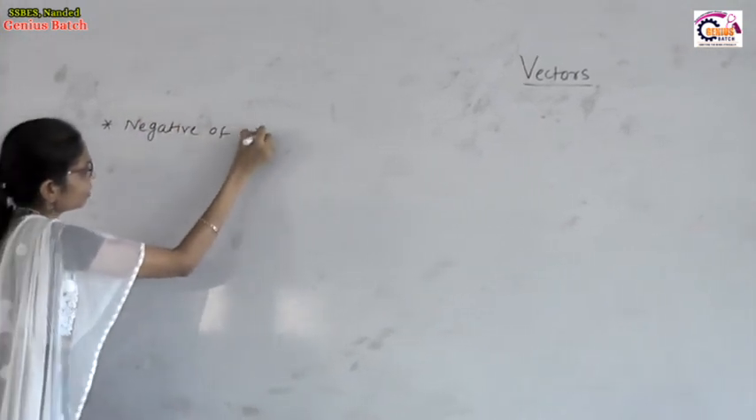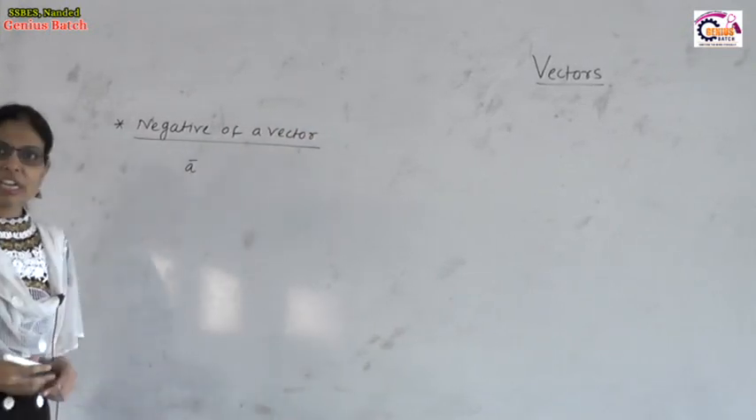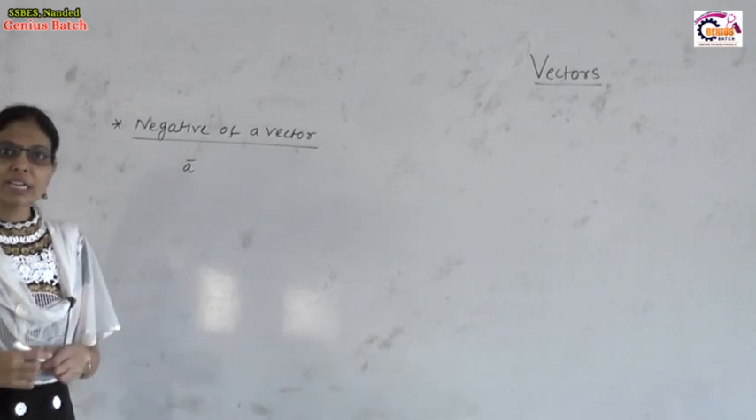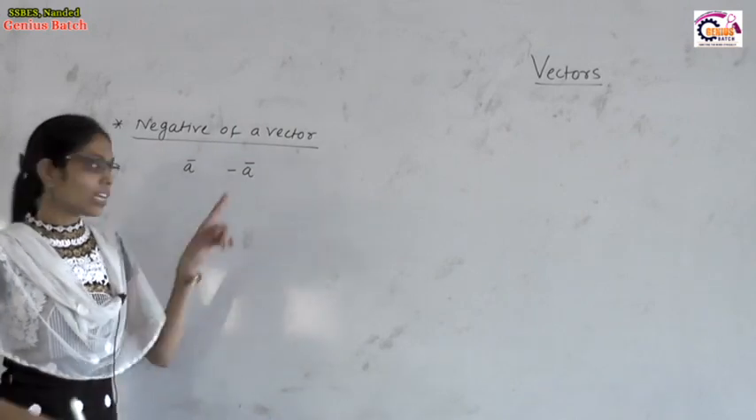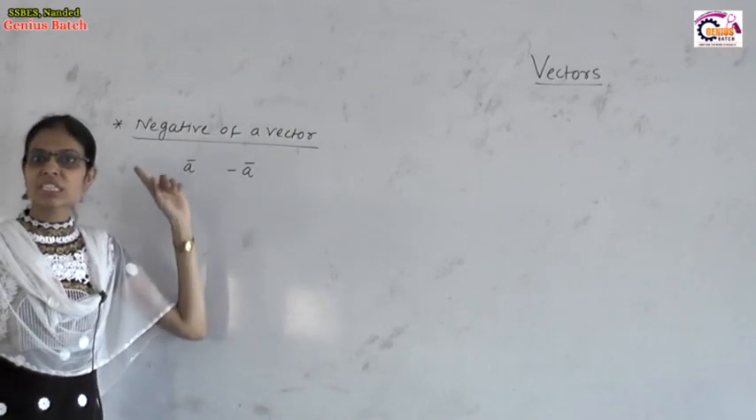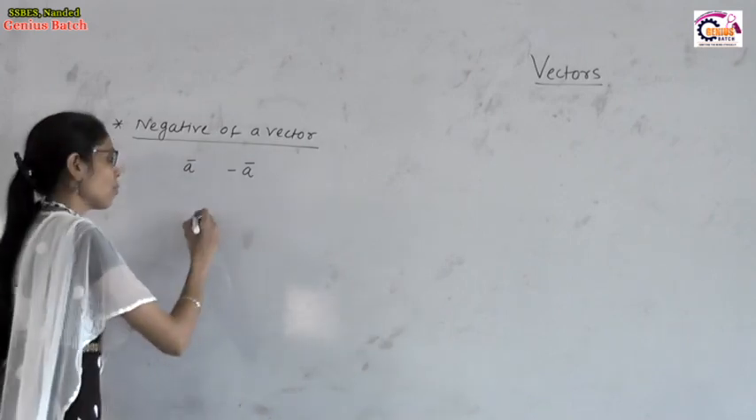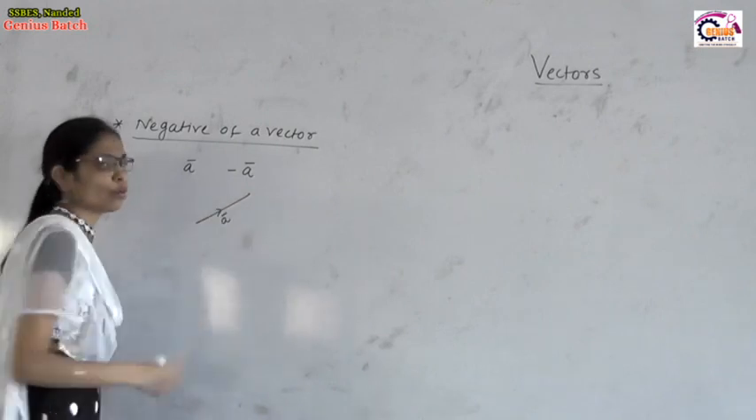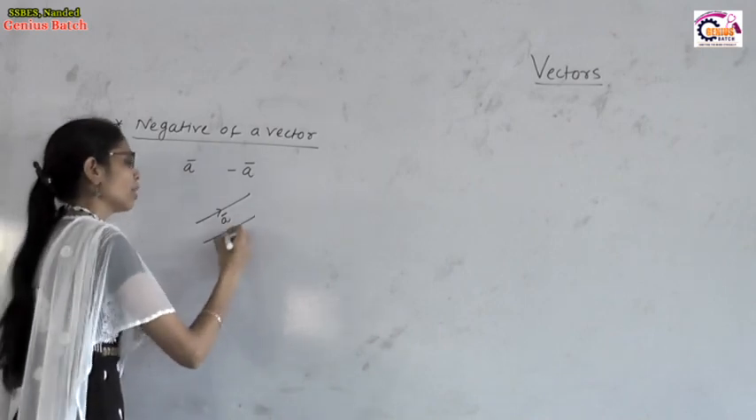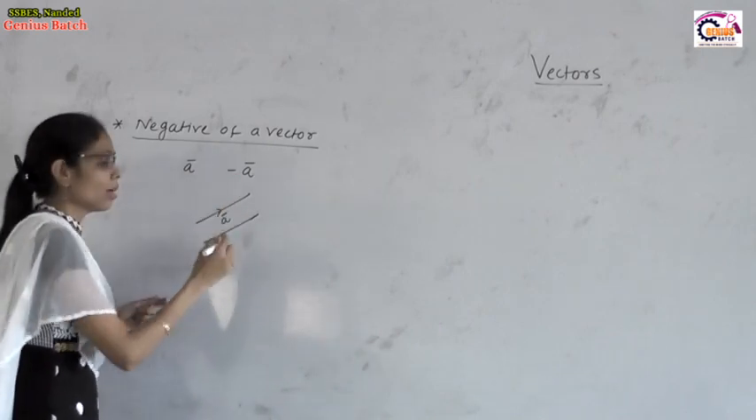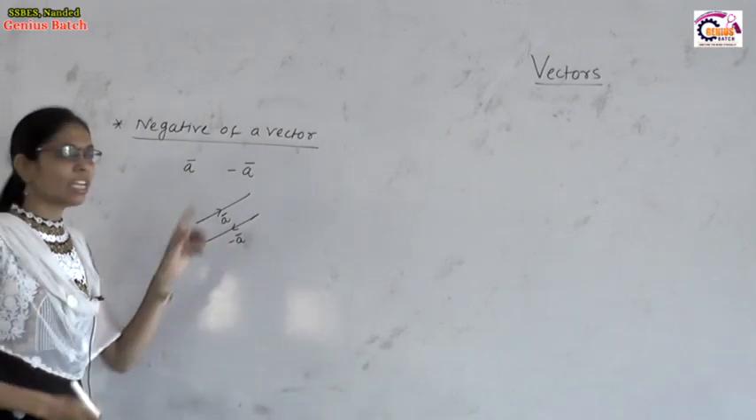So let us see the first point, which is the negative of a vector. If a vector, suppose vector A, is given to you, then its negative vector is denoted by minus vector A, and it is a vector having the same magnitude but opposite direction. Suppose this is vector A given to you, then minus vector A will be a vector of the same magnitude, the length will be the same, but the direction is exactly opposite. So this is said to be the negative of a vector.